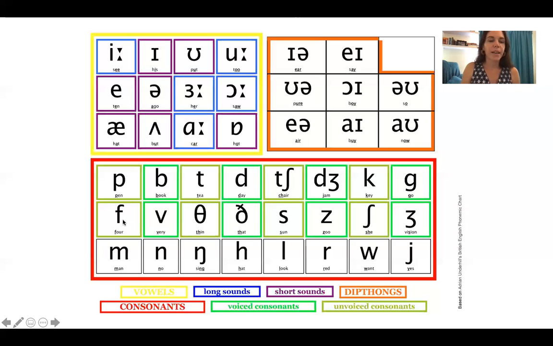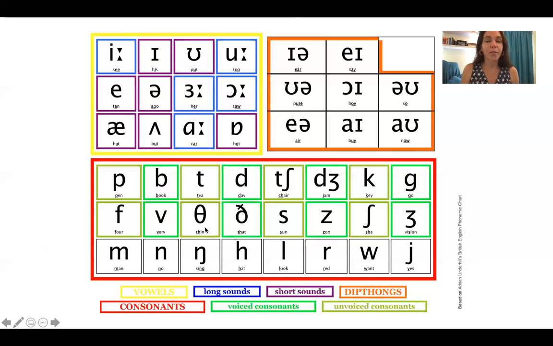The next one is f. Teeth over your bottom lip. F. Unvoiced, nothing happening here. The next one is the same with my mouth, but it's voiced. V. So that sound comes from my throat, not only from there.